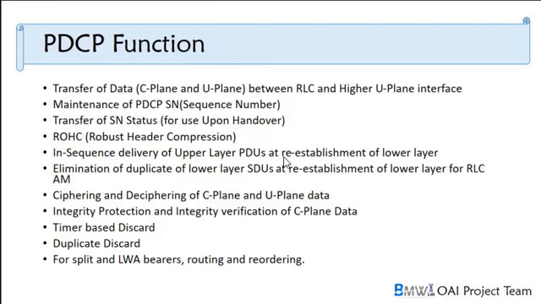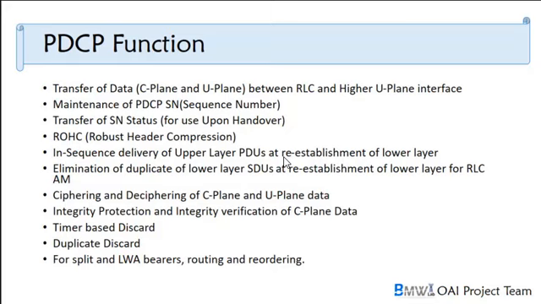And this is for PDCP. After we explained RLC, now we are going to the PDCP function. The first is transfer of data. There are two parts, control plane and user plane, between RLC and the higher user plane interface. I will show it in a table in the following slides, about which part is physical, MAC and others.